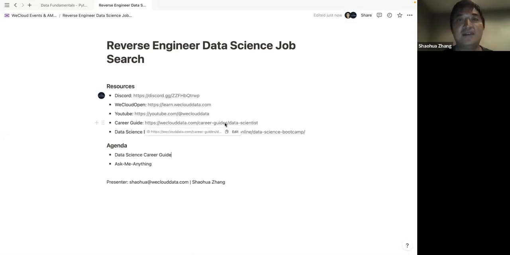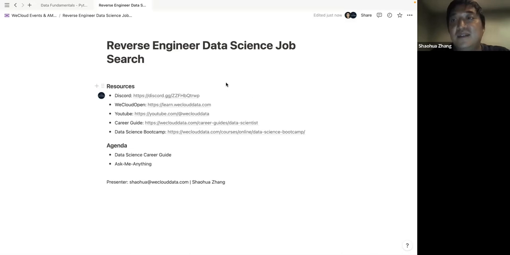So we're going to talk about the data science career guide. I've done this event many times. I forgot how many times I've done this. Today, I would like to do it in a slightly different way. We're going to reverse engineer the data science job search.